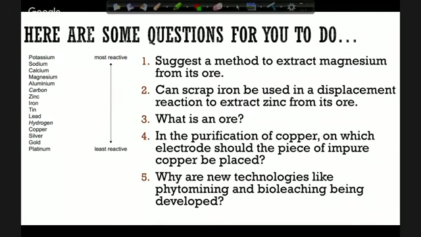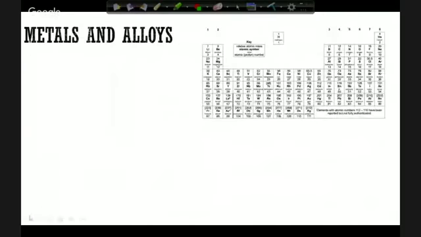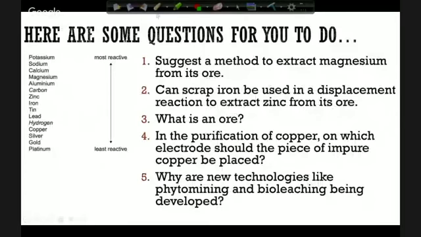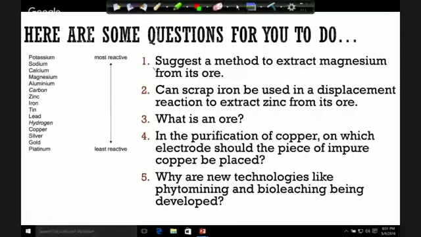Question 1 says, suggest a method to extract magnesium from its ore. If we look here, magnesium is more reactive than carbon, so we can't use reduction with carbon or displacement methods. Instead, we must use electrolysis.